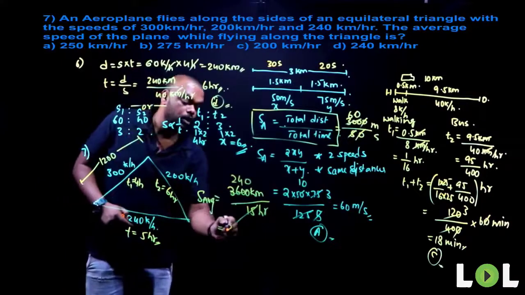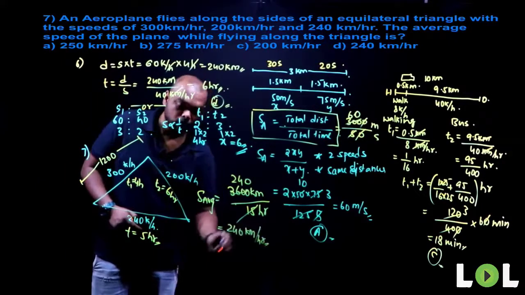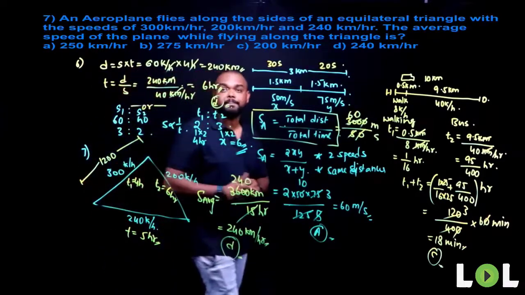So what is my answer? 240 kilometer per hour is the average speed. Do you have the option? Option D. That is my answer. I am repeating this one more time.